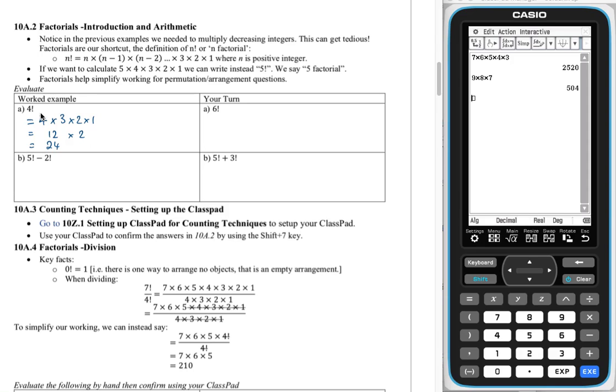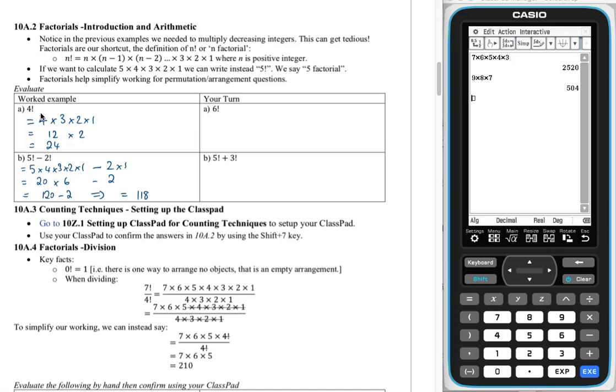Now we have over here 5 factorial take 2 factorial. This is 5 times 4 times 3 times 2 times 1 take 2 times 1. So that's the 2 factorial bit. And then we go from there. 5 times 4 is 20 times by 3 times 2 times 1 which is 6, take 2. And therefore we have 20 times 6 is 120 minus 2, and we get our final answer of 118.